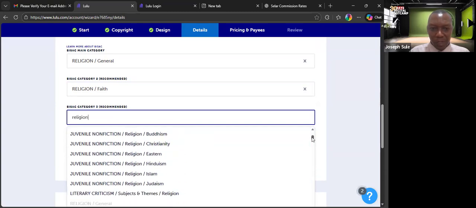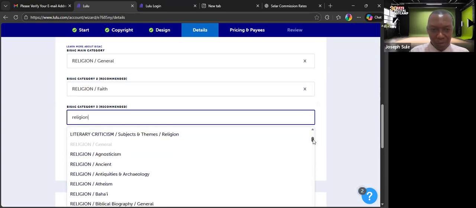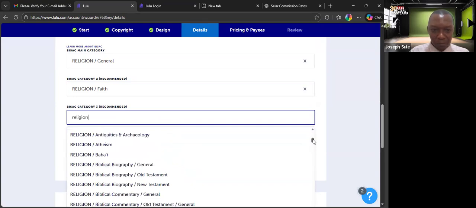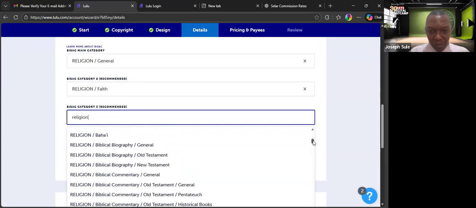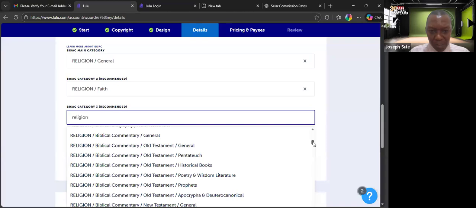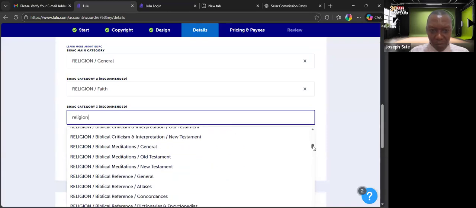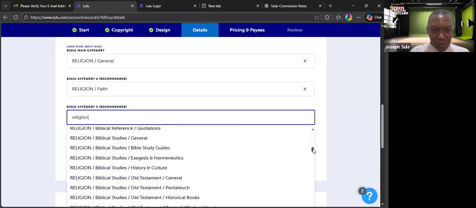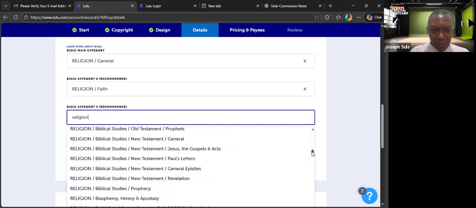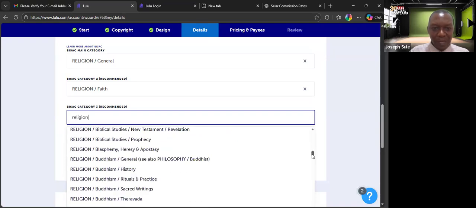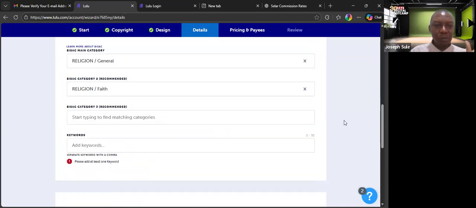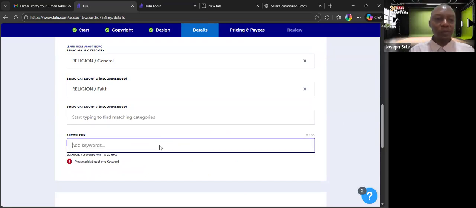So that anyone who, I see this. Okay, no, this is juvenile. This is not biblical biography. No. Old Testament. No. New Testament prophets. No. Bible meditation. Does it have to do with meditation? References, stories. Okay. If I can't find anything suitable, no problem. I leave it. Okay. Then I'll come to keywords.